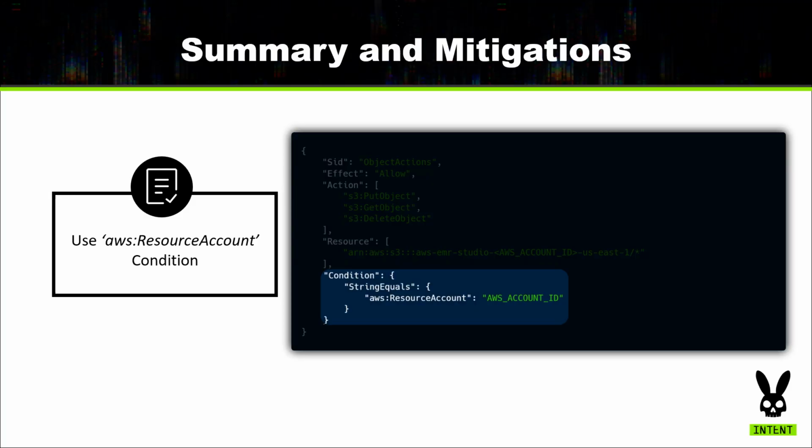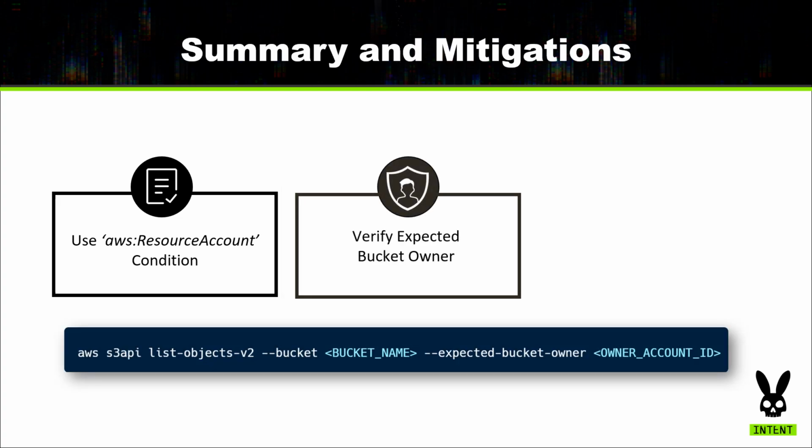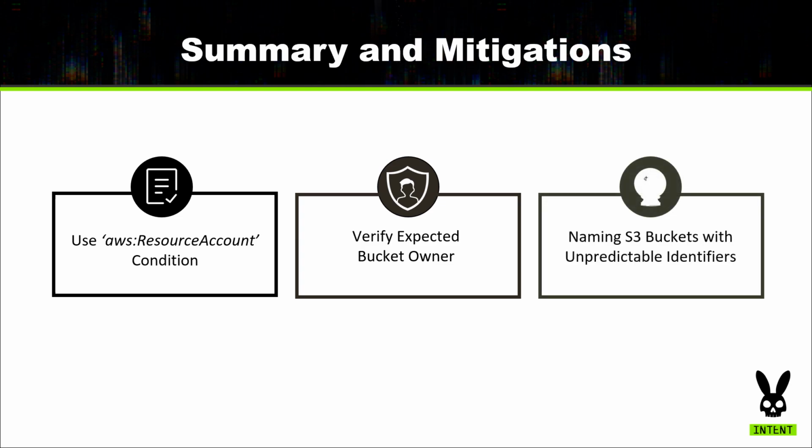We also recommend using one of the AWS-supplied headers called expected bucket owner. That way you can guarantee that your project doesn't go to other buckets. And we recommend not using predictable bucket names. Instead of using a bucket name like this, try to use a bucket name that has randomization in it.